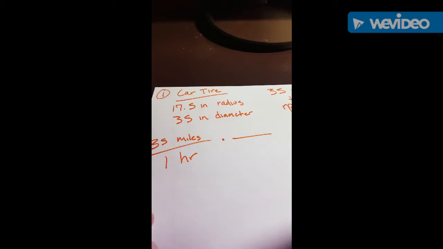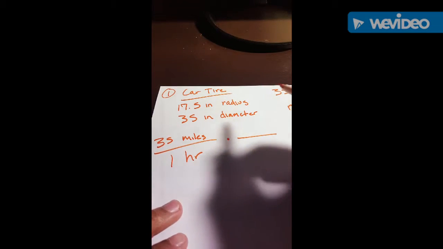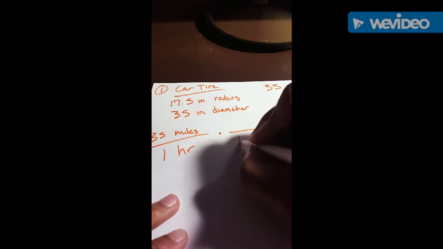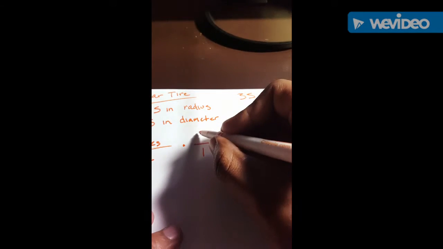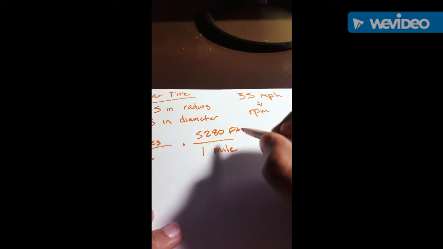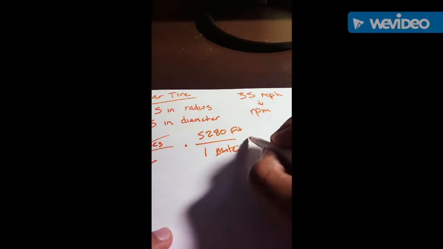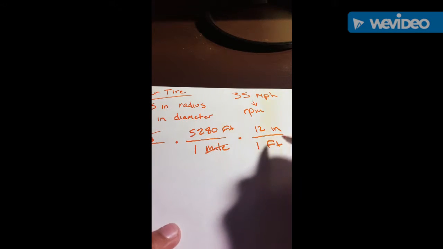Your next step is you're going to want to break your miles all the way down to revolutions, and then eventually you'll break your 1 hour down to minutes, which is a simple conversion. Miles has to go right away, so you put 1 mile in the denominator of the second part, and in the top you put your feet, and there's 5,280 feet in a mile. This mile in the denominator crosses out the one in the numerator. Your next step is to get feet to inches, and 1 foot equals 12 inches. Same thing in this one, feet crosses out.